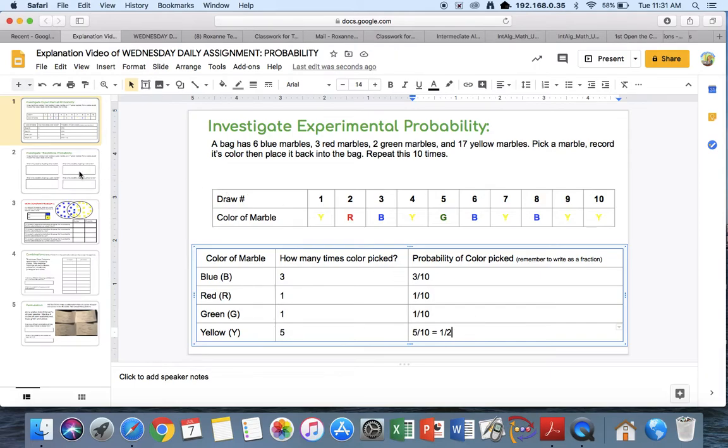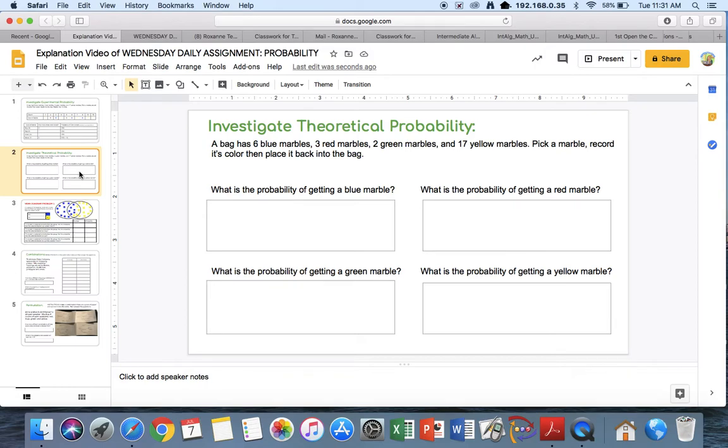All right, so now let's look at the other type, theoretical probability. So theoretical probability, it's the same problem as before, but this is really what's happening. So what are your odds of picking these if you just have them in a bag? So the first thing I'm going to do is, what is the probability of getting a blue marble? Well, I have 6 blue marbles in the bag, but how many marbles do I have total? So 6 plus 3 gives me 9. 9 plus 2 is 11. 11 plus 17 gives me 28. So I have a total of 28.